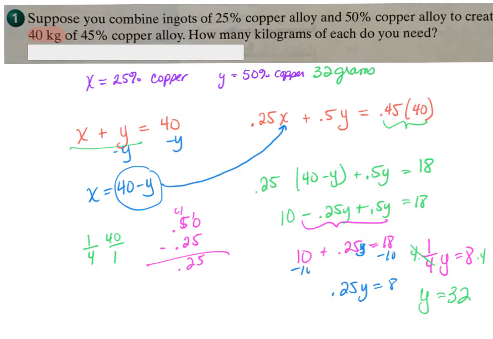If they add up to 40, how many grams am I going to have left for my 25% copper? 8. So this is going to be 8 grams of 25% copper, and that would be my answer there.